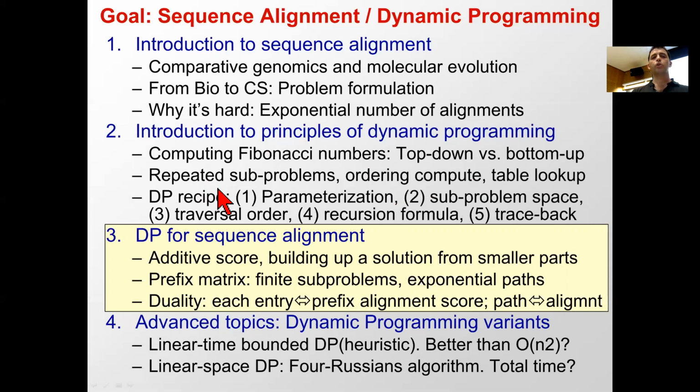We saw the huge number of repeated subproblems and how to order the computation and how to use table lookup to not have to recompute. And then we saw this very simple recipe of the 5 things that you're going to have to do every time you're faced with a dynamic programming problem. Namely, choose your parameterization, choose how to define the subproblem space, choose how to explore that subproblem space, and then define your recursion formula and complete your traceback.